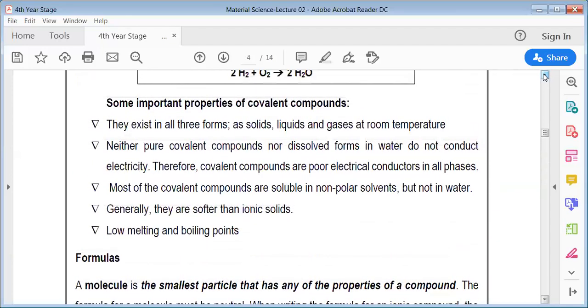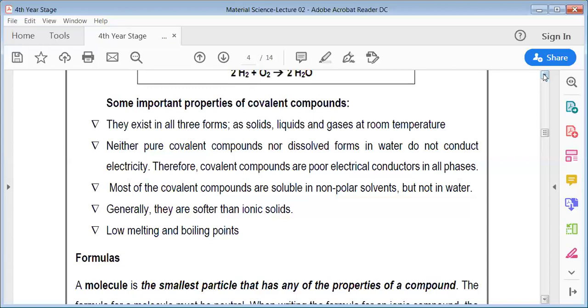So, about some important properties of covalent compounds. Usually covalent compounds might exist as a solid or as liquid or gases at room temperature. Neither pure covalent compounds nor dissolved forms in water conduct electricity. Usually they don't conduct electricity, therefore covalent compounds are poor electrical conductors in all phases.